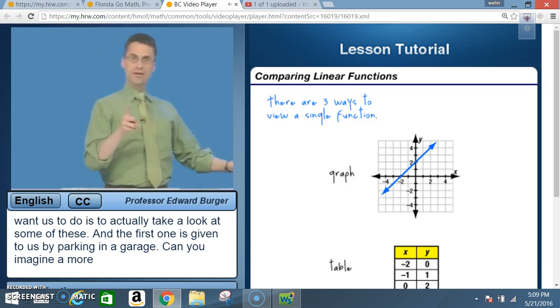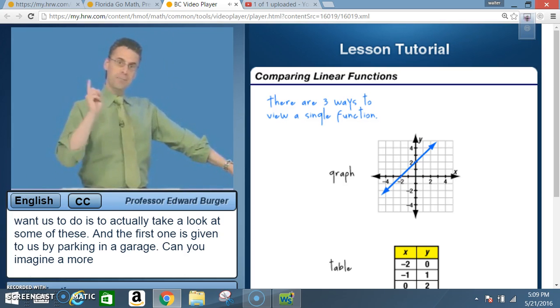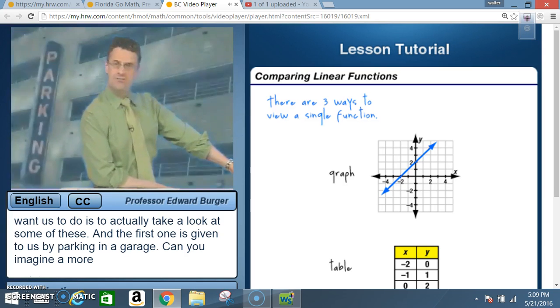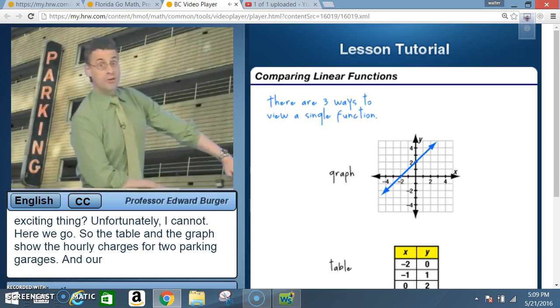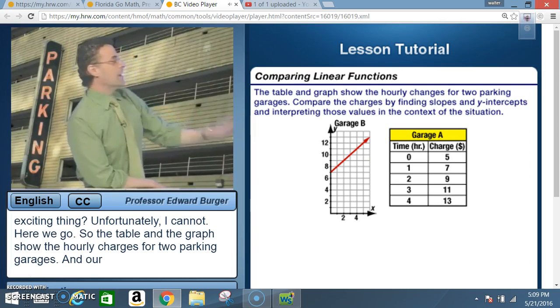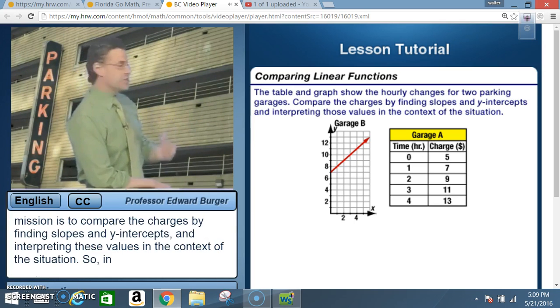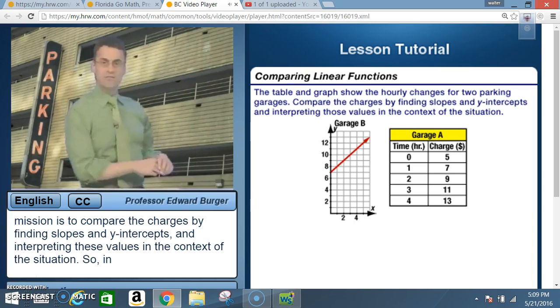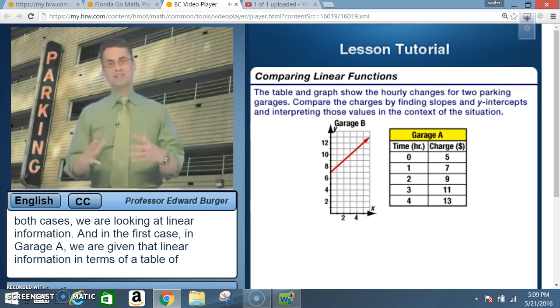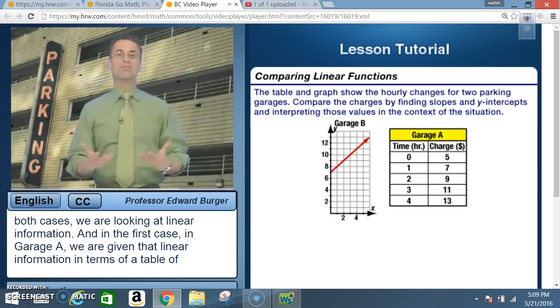And the first one is given to us by parking in a garage. Can you imagine a more exciting thing? Unfortunately, I cannot. Here we go. So, the table and the graph show the hourly charges for two parking garages. And our mission is to compare the charges by finding slopes and y-intercepts and interpreting these values in the context of the situation. So, in both cases, we're looking at linear information.